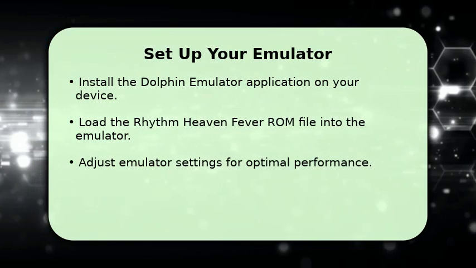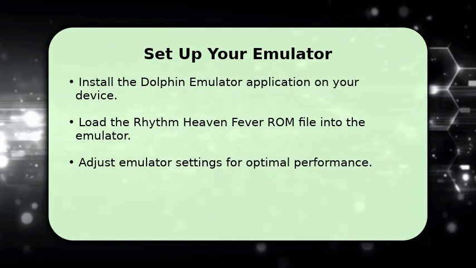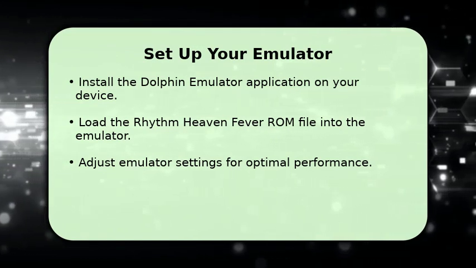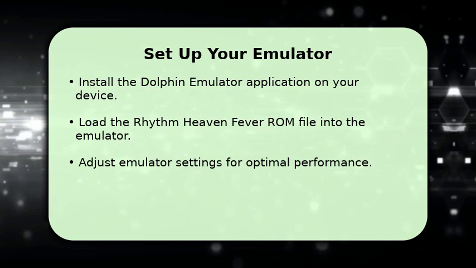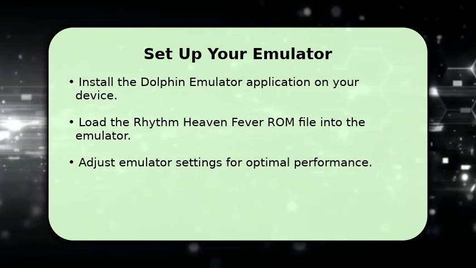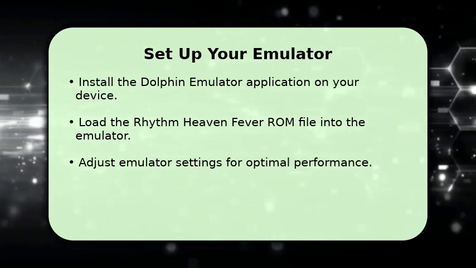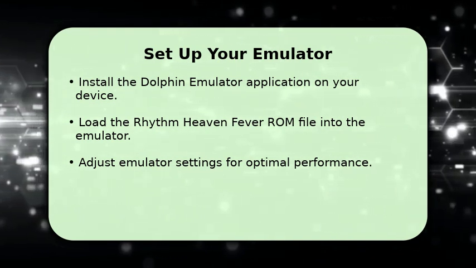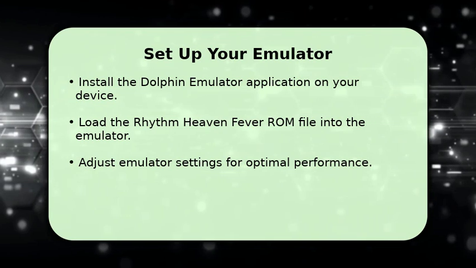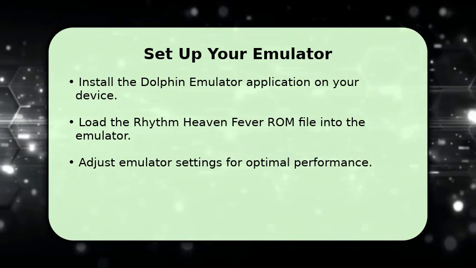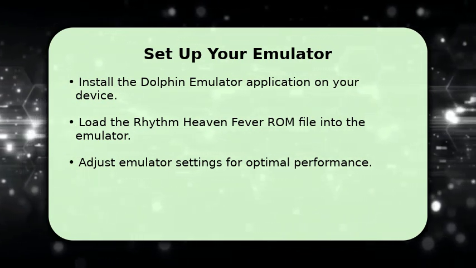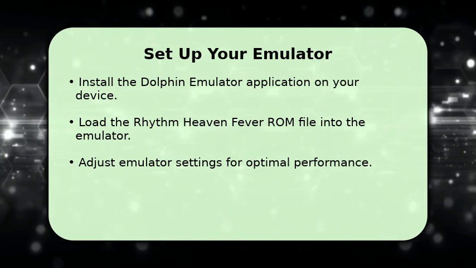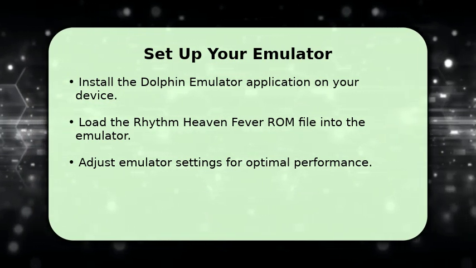Once you have your emulator and game ROM, it's time for setup. Install the Dolphin Emulator app on your Android device. Then, within the emulator, you'll find an option to load your Rhythm Heaven Fever ROM file. After loading, take some time to adjust the emulator's settings. This can significantly improve performance. You can either configure the on-screen touch controls or, for a better experience, connect a Bluetooth controller.